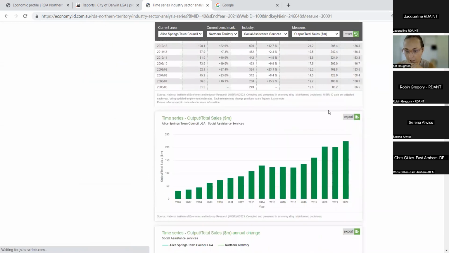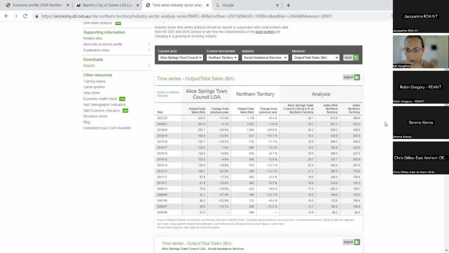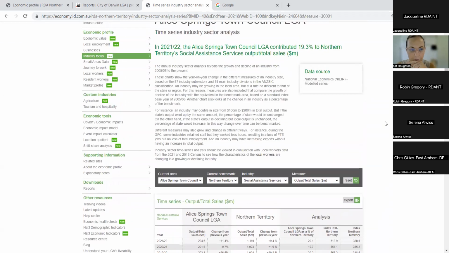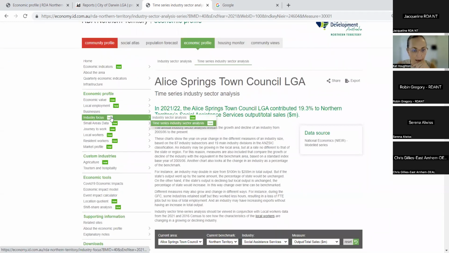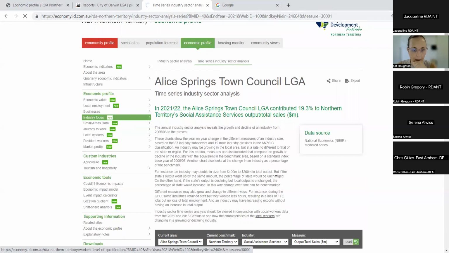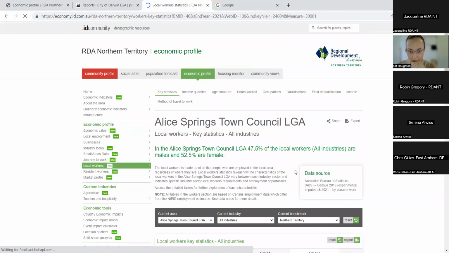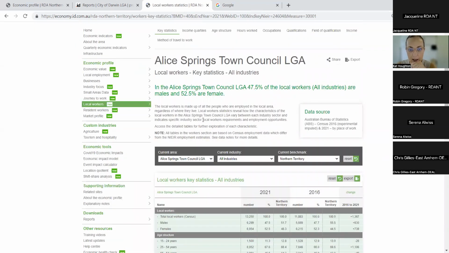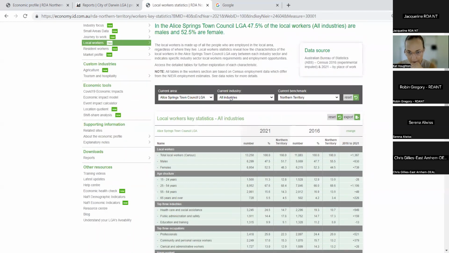This is for social assistance, remember, and we can see here very strong growth. Really interesting. Okay, so that's our industry focus. The next thing I'm going to take us to is our local workers. So guys, you can come in here and have a play around with this study. You can't break the tool. Here we can see in the Alice Springs Town Council, 47.5% of the local workers are males and 52.5% are female.